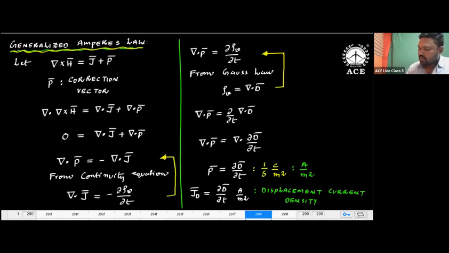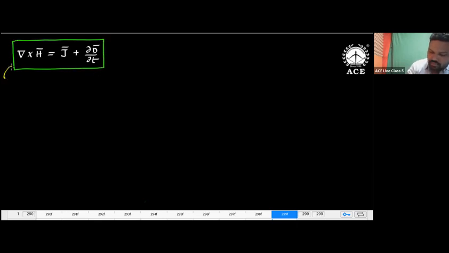Finally, after correction, what happens to this del cross H beta? Del cross H is equal to J plus dou D by dou T. This is called generalized Ampere's law in differential form or point form.